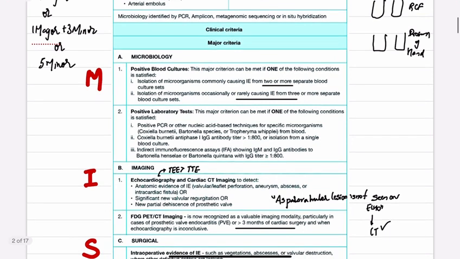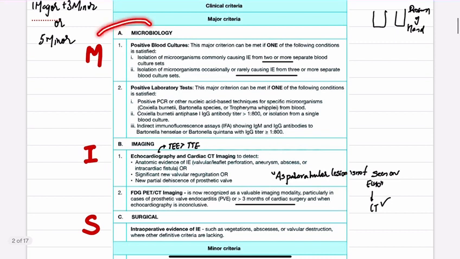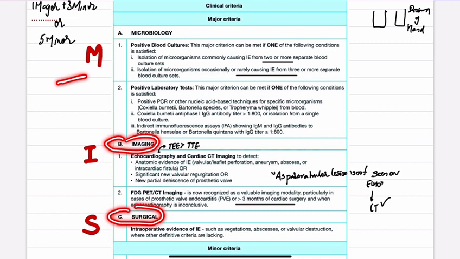The important points I highlighted here: the three important things in the major criteria are the microbiological criteria, the imaging criteria, and the surgical criteria. You have to remember it by heart by the trick MIS. In the microbiological criteria, you have to go for the positive blood culture, which can be met if one of the following conditions is satisfied: either isolation of a commonly occurring microorganism from two or more separate blood culture sets, or rarely causing infection from three or more separate blood cultures.